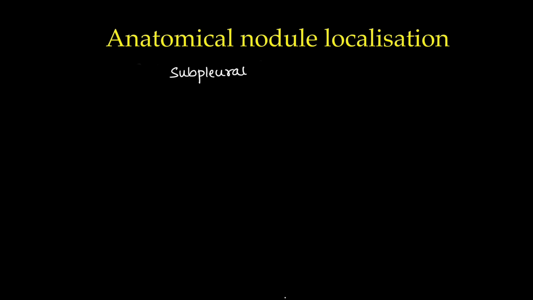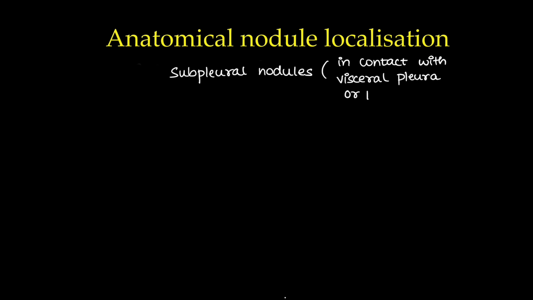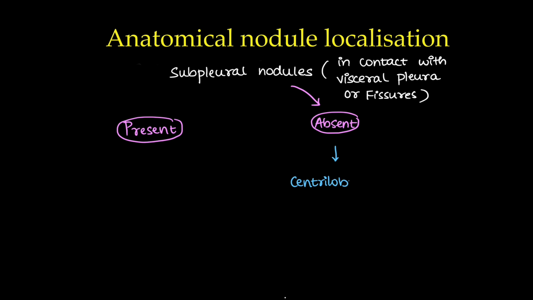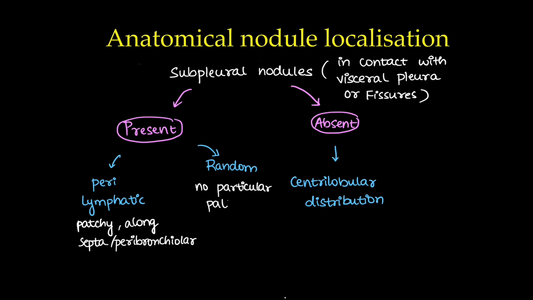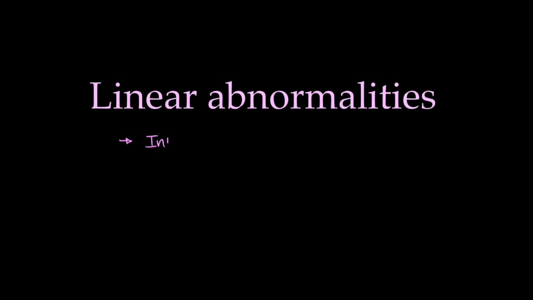Here is an easy way for anatomical nodule localization. Once you see the nodules, first check the subpleural surfaces. Subpleural nodules are the ones which are in contact with the visceral pleura or the fissures. Check whether subpleural nodules are present or absent. If they are absent, then it's definitely centrilobular distribution. If they are present, it can either be perilymphatic nodules or random nodules. We discussed the conditions. Perilymphatic nodules will be patchy along the septa and along the peribronchovascular region. Random nodules will have no particular pattern of spread.